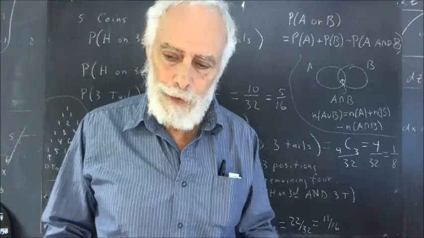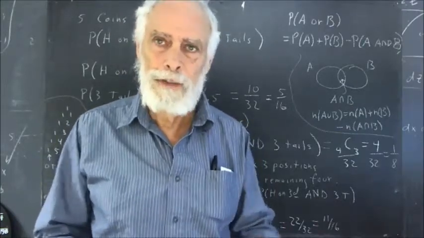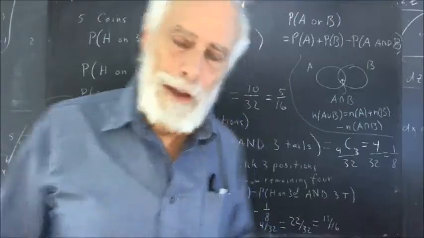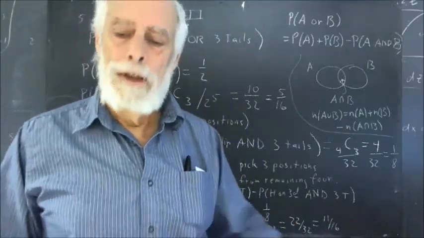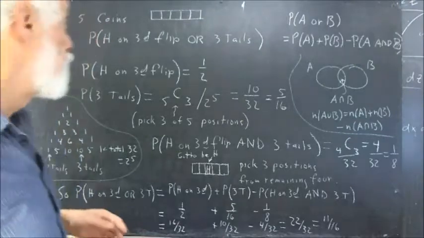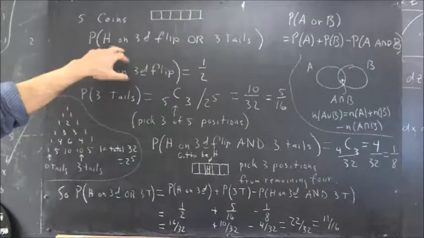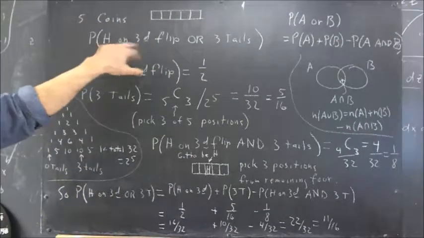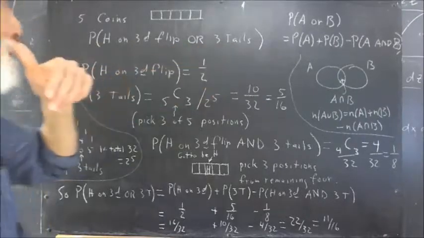So you want to think through this. Okay, what's the situation when you flip 5 coins? What can happen? How many outcomes are there? How do you count outcomes in a coin flip situation? Well, okay, 5 coins with the probability of head on the third flip or 3 tails.